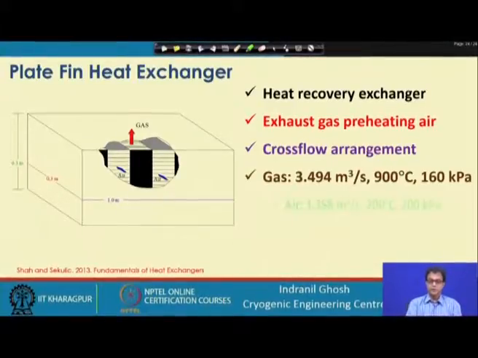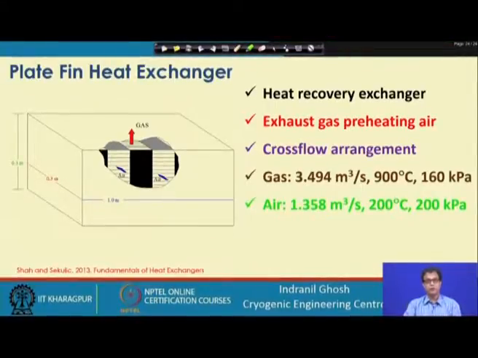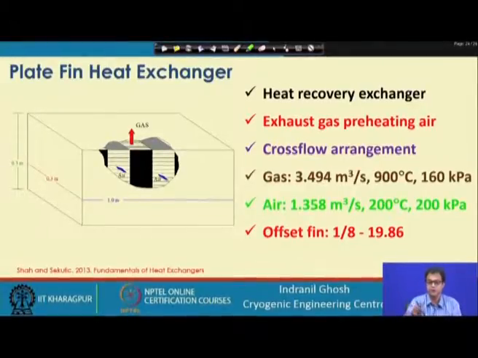The air details are like this. Its flow rate is 1.358 meter cube per second, the volumetric flow rate, entering at a temperature of 200 degrees centigrade, with an inlet pressure of 200 kilopascal. What we need to look at now is the geometry. This is an offset strip fin. This is the specification where you will find it.